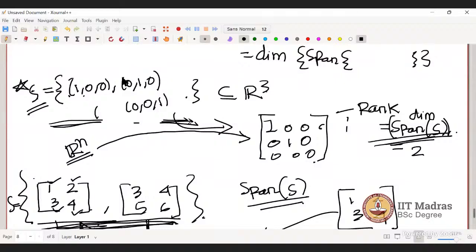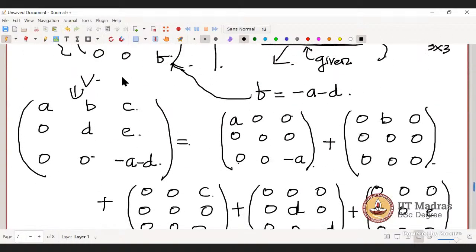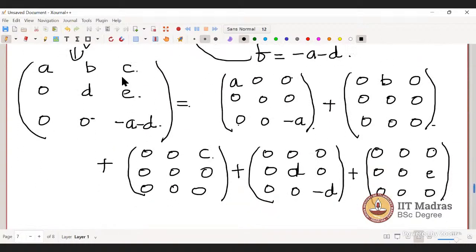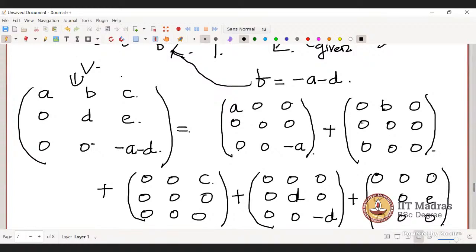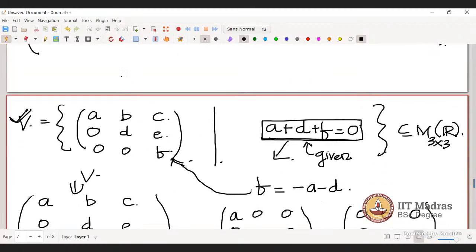So in that case, the spanning set should also be linearly independent, no? Sorry? To find the dimension, the spanning set should also be linearly independent, right? Yeah, that is what I'm going to prove. Basically, what I showed here is that first I'm trying to find a spanning set for this vector space. Okay. First I'm trying to find a spanning set of this vector space, and then I'll show that the spanning set is basically a basis.